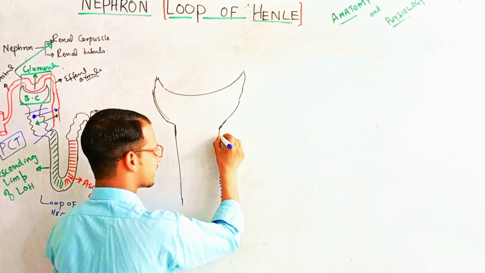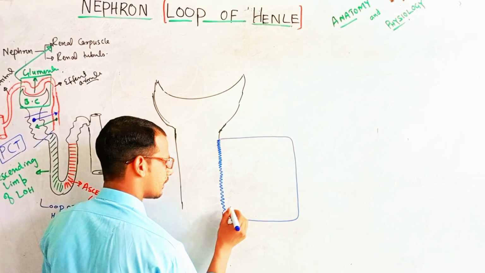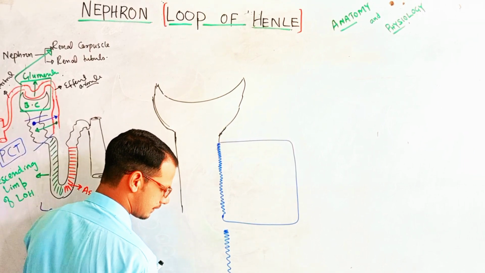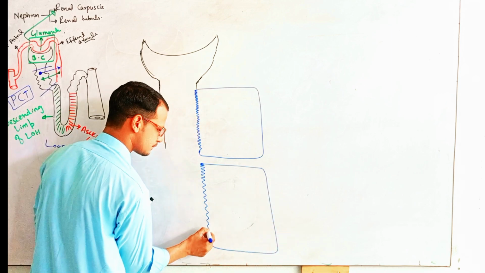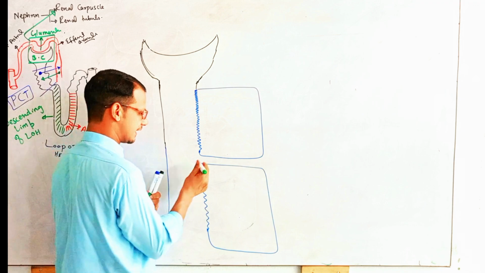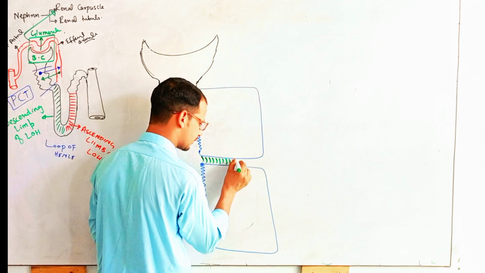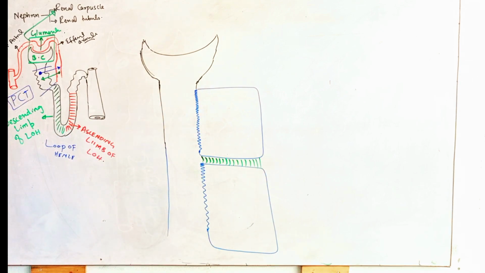In the proximal convoluted tubules, we have cells with brush borders. This is, for example, the cell, and this area is called the tight junction. The paracellular transport occurs in between these two cells, right?